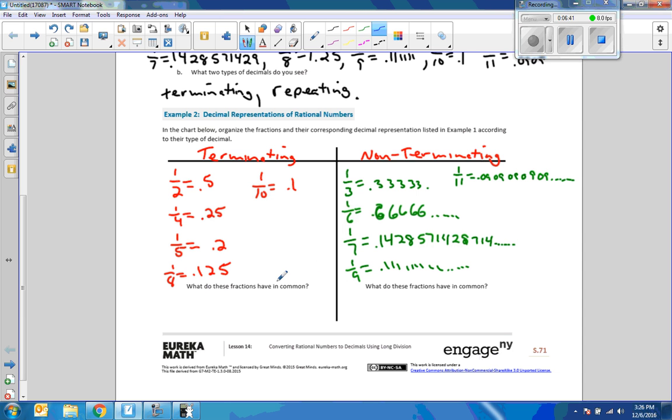Okay. What do these fractions have in common? Each denominator is a product of equal factors of 2 and/or 5. Okay. So if we look at these, they are factors of 2, factors of 2, a factor of 5, a factor of 4 or 2, and factors of 2 and 5. Okay, these all have factors other than 2 and 5. This is a factor of 3, this is a factor of 2 and 3, 7, 3, and 9. So these are factors for 1 that are not 2 or 5.